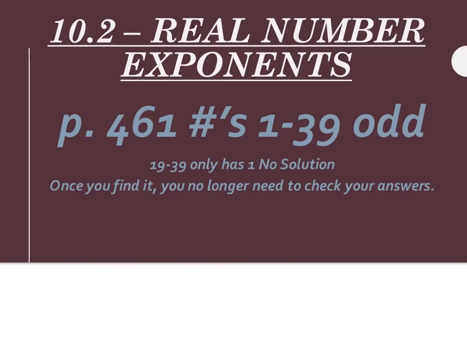Okay? Here is your homework. Page 461, numbers 1 through 39. 19 through 39 only has one no solution. So one of the problems is going to be no solution, but there's only one of them. Once you find it, you no longer need to check your answers for no solution. So those last problems, one of those answers didn't work if you plugged it back in.